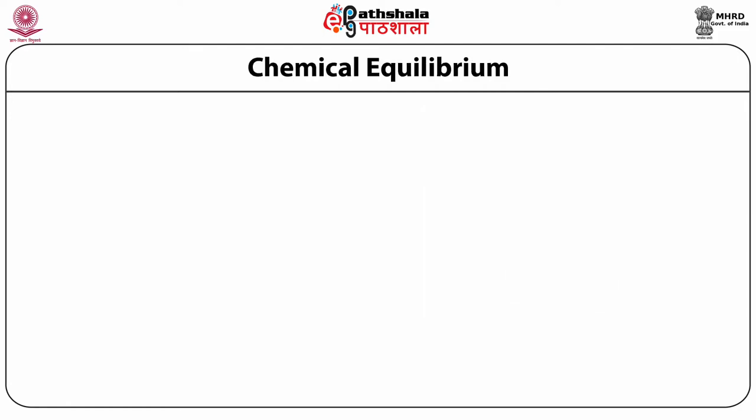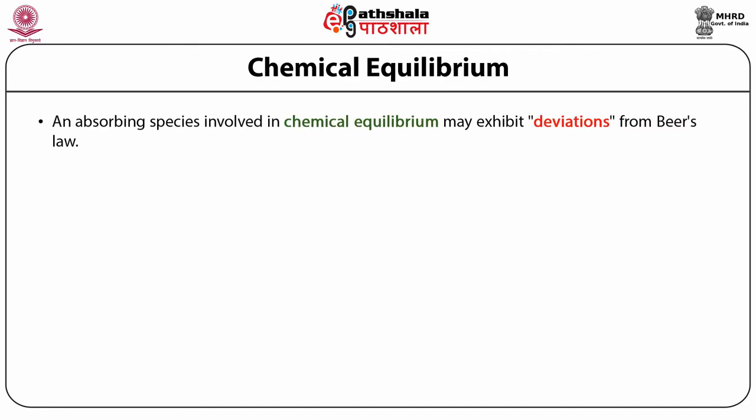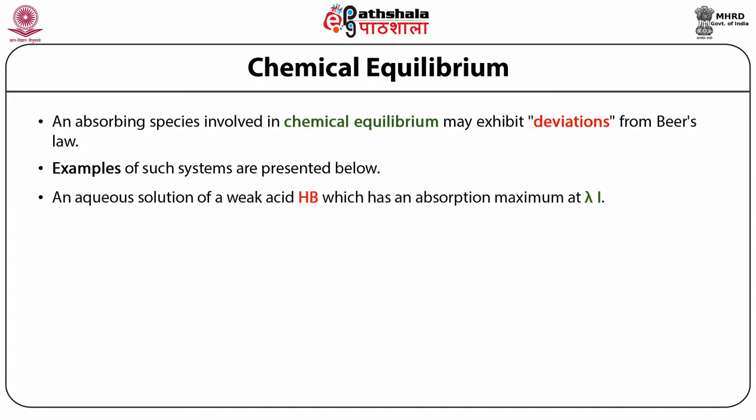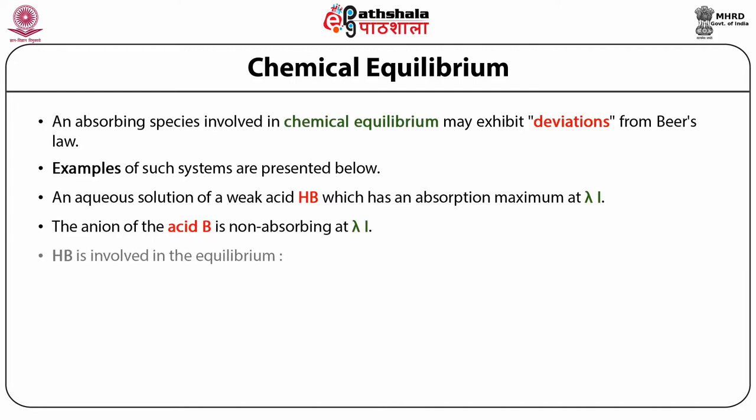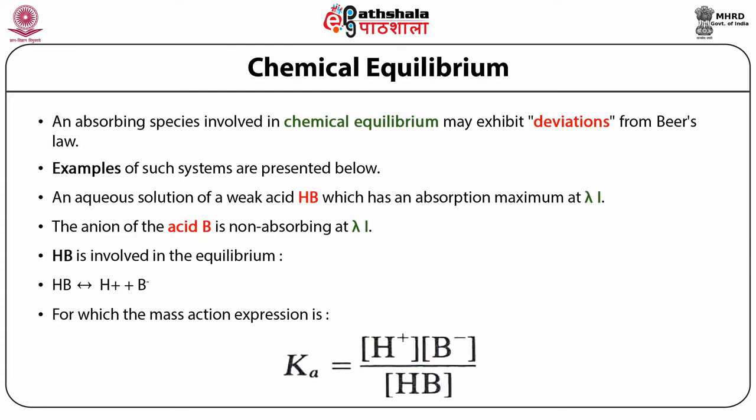4c. Chemical equilibrium. An absorbing species which is involved in a chemical equilibrium may exhibit apparent deviations from Beer's law. Examples of such systems are presented below. An aqueous solution of a weak acid HB has an absorption maximum at lambda 1; the anion of the acid, B minus, is non-absorbing at lambda 1. HB is involved in the equilibrium HB in equilibrium with H plus plus B minus, for which the mass expression is Ka equals [H plus][B minus] upon [HB].